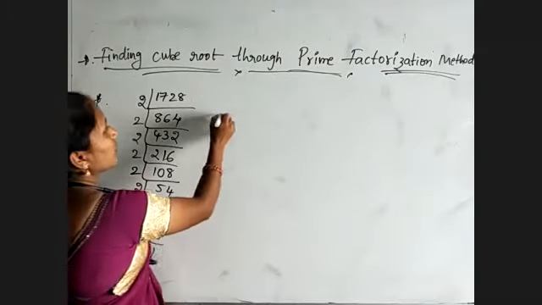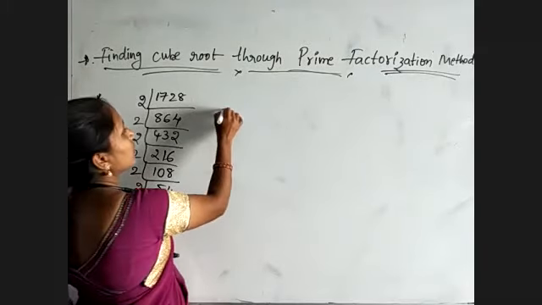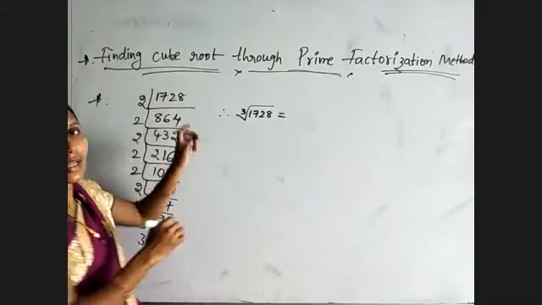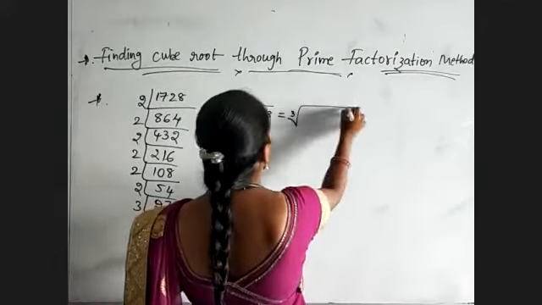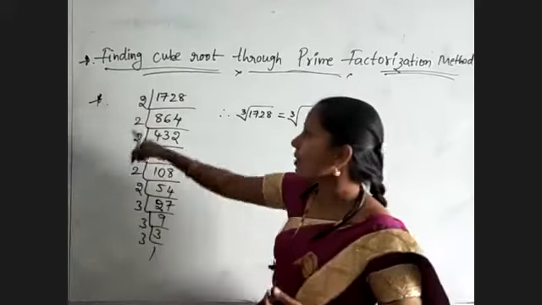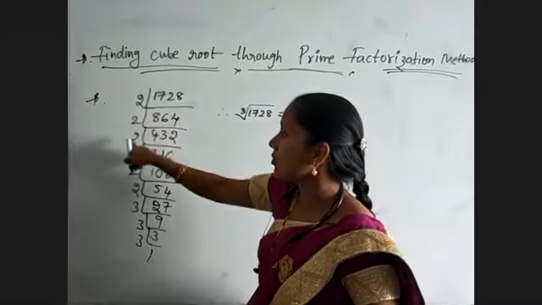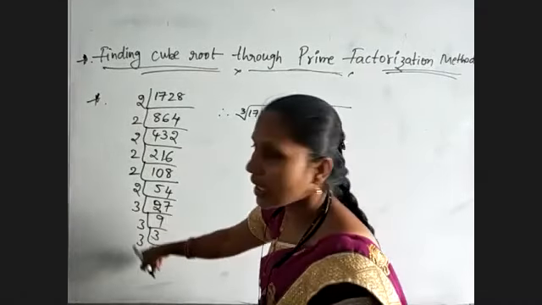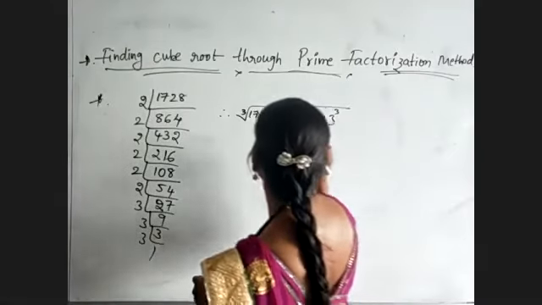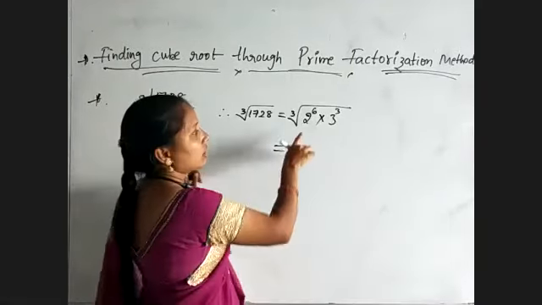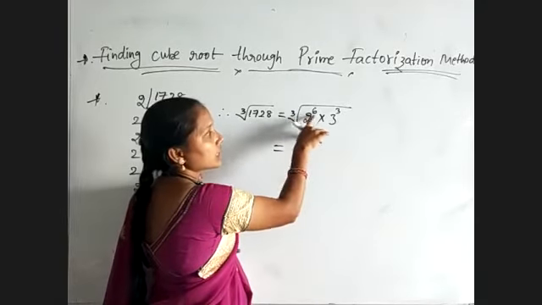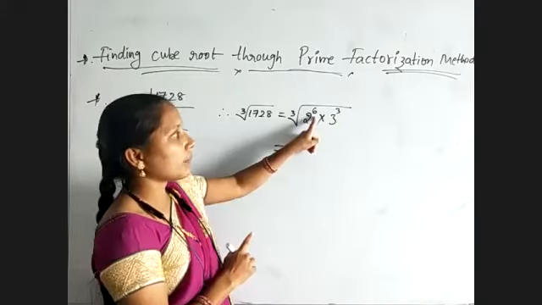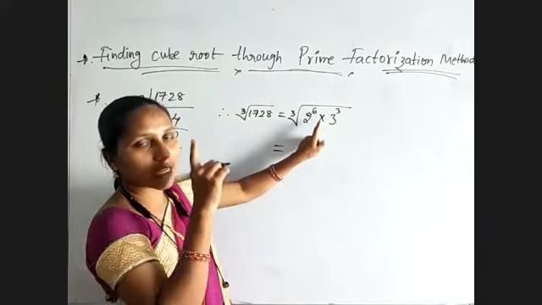Now, therefore, the cube root of 1728 is equal to the cube root of 2, how many times came? 1, 2, 3, 4, 5, 6 times. 2 to the power of 6 into 3 came thrice, 3 cubed. See, here we need to divide 6 by 3 and 3 by 3. Actually for square, we took half. Now here by 3 we need to do. Means we must divide the exponent by 3.